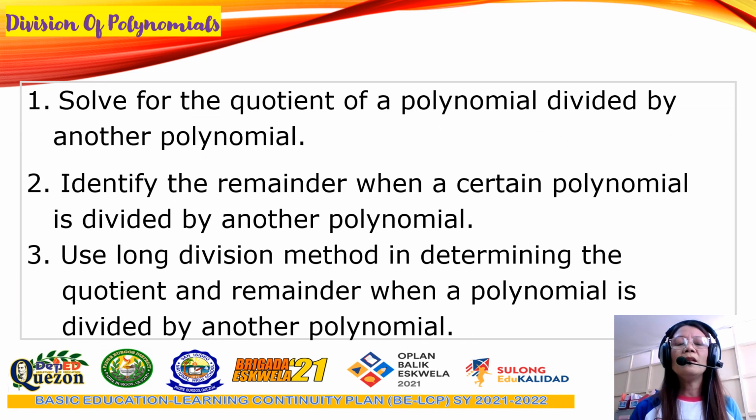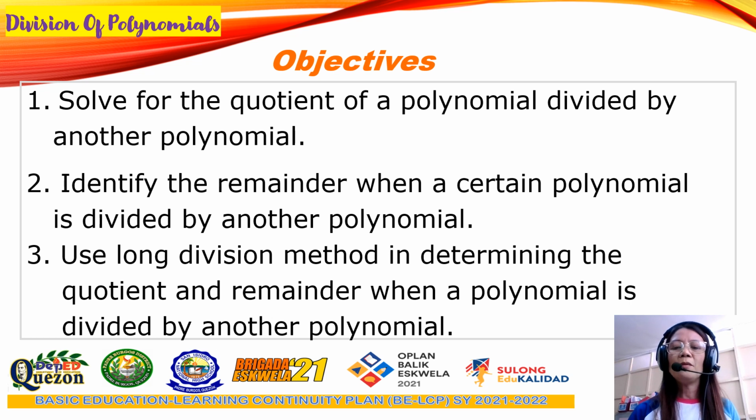So to start with, I would like to give you the objectives for today's lesson. Number 1, solve for the quotient of a polynomial divided by another polynomial. Number 2, identify when a certain polynomial is divided by another polynomial. Number 3, use long division method in determining the quotient and remainder when a polynomial is divided by another polynomial.